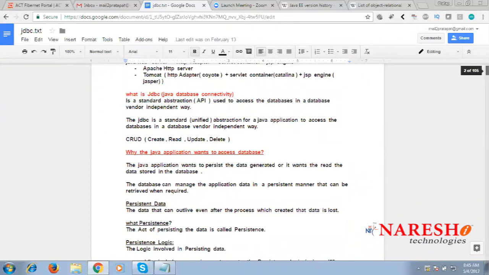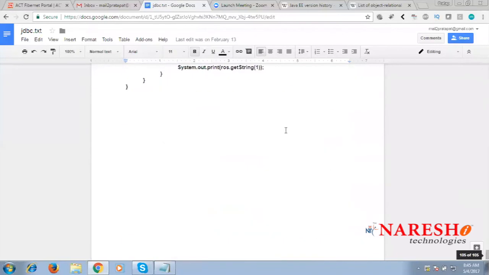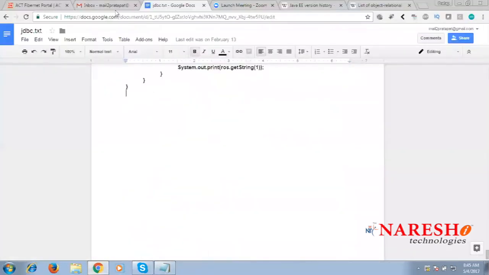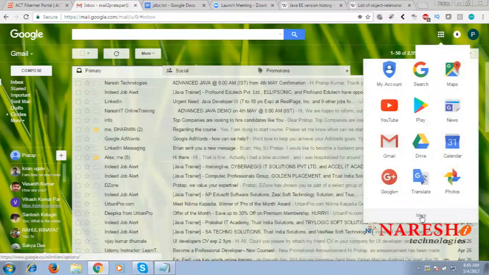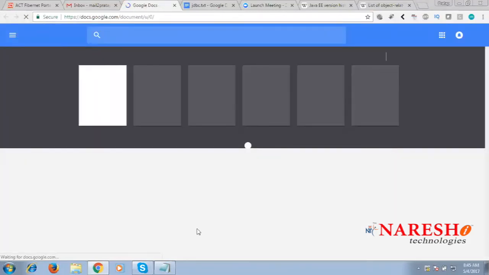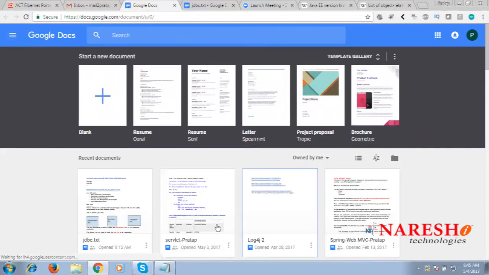You can understand here it's 105 pages of document. I think for a technology like JDBC, 100 pages is enough. On the other side, whenever I'm starting a particular technology, I'll be talking about the version. Similarly, you can see we have a servlet document and a JSP document. Pretty much every technology has a document. I think this is going to make your life much easier.